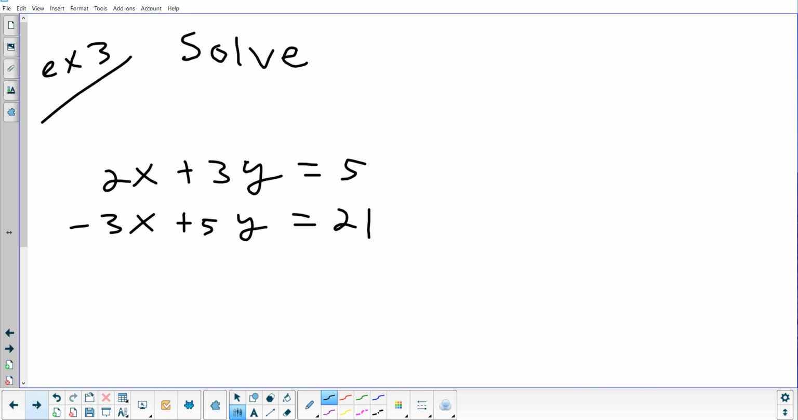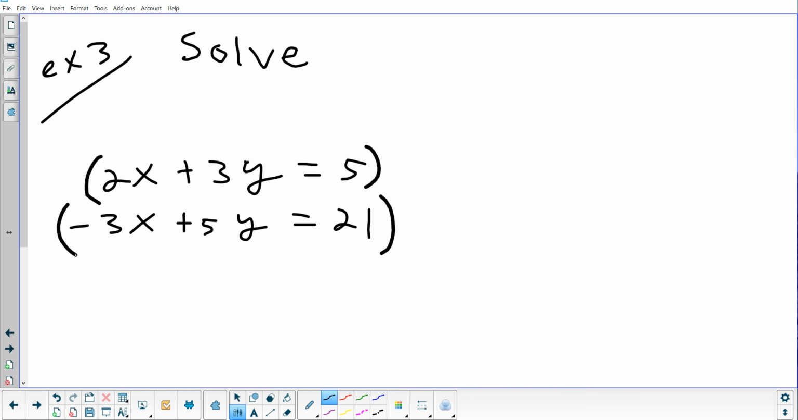Now we want to decide, do we want to try to make the x's the same, or do we want to try to make the y, I'm sorry, opposite, not the same. Do we want to make the x's opposite, or do we want to make the y's opposite? We can pick either one. Yeah, I like the x's only because one of them is already negative and one of them is already positive. So they already have opposite signs.